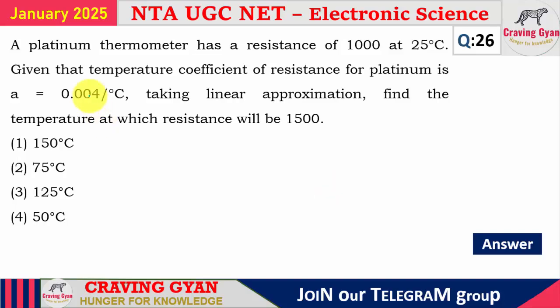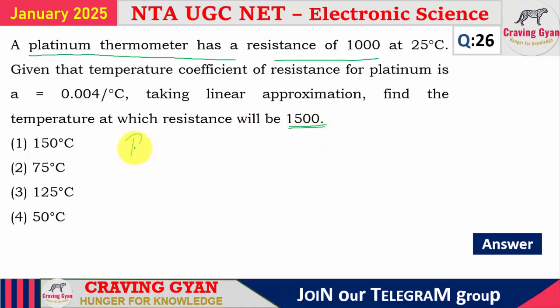In the 26th question, they have given a platinum thermometer with a resistance of 1000 ohms at a temperature of 25 degrees centigrade. Given that the temperature coefficient of resistance for platinum is 0.004 per degree centigrade, taken as alpha. Taking linear approximation, find the temperature at which the resistance will become 1500.